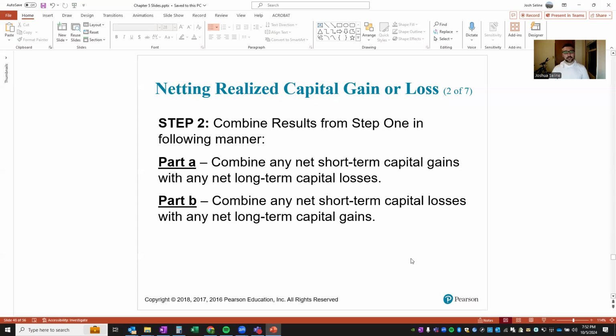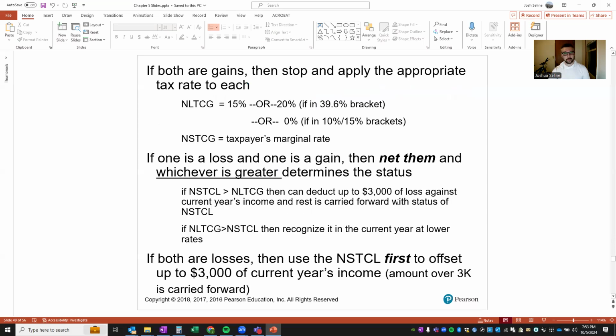And then you combine your results in the following manner. Combine any net short-term capital gains with any net long-term capital losses. You combine any net short-term capital losses with any long-term gains. If both are gains, then you apply the appropriate tax rate. If I had 20,000 in long-term capital gains and 50,000 in short-term capital gains, well, okay, this 20 is going to be taxed at 20% or whatever bracket, and the 50 is going to be taxed at my ordinary rate. If one's a loss and the other one's a gain, then you have to net them, and whichever is greater determines your result.